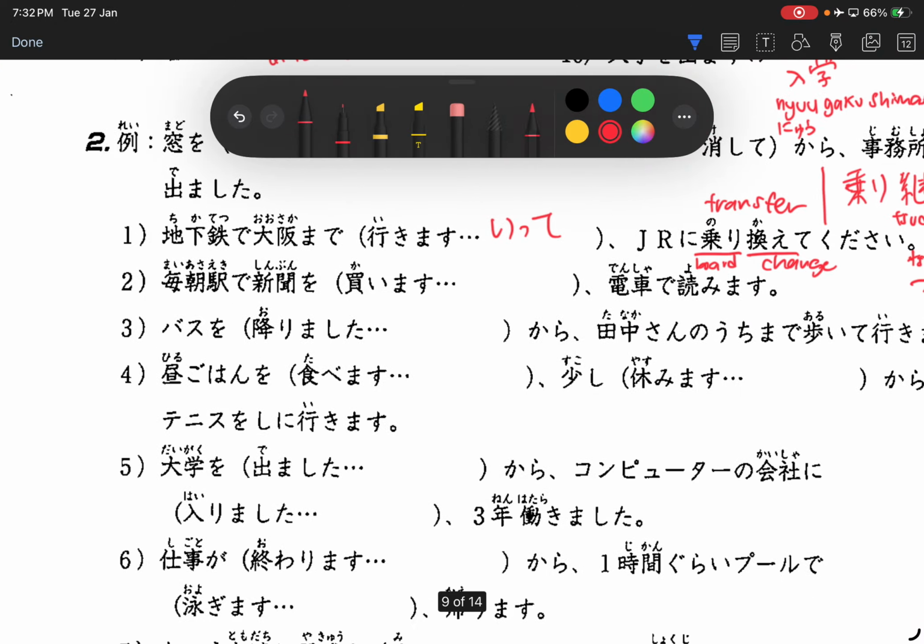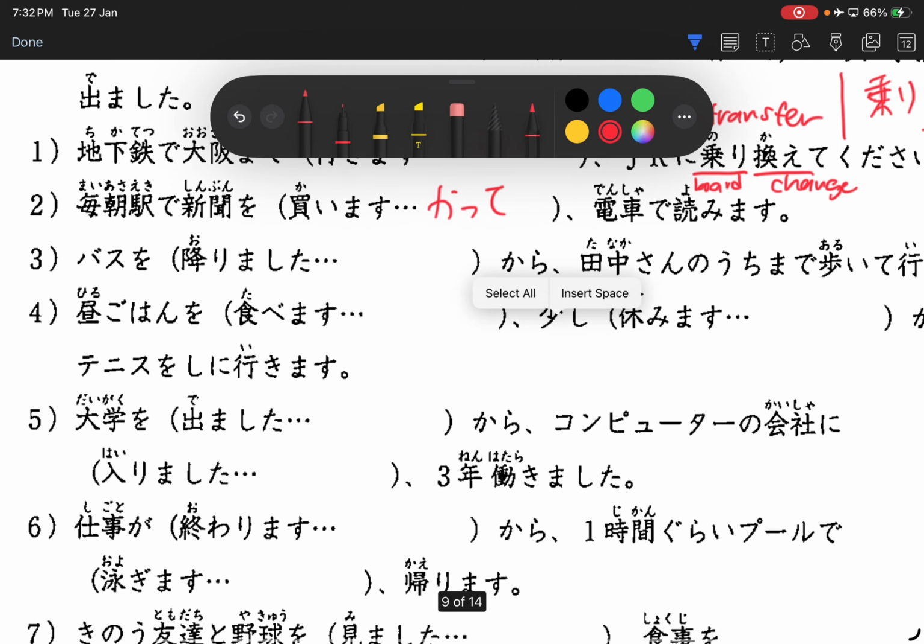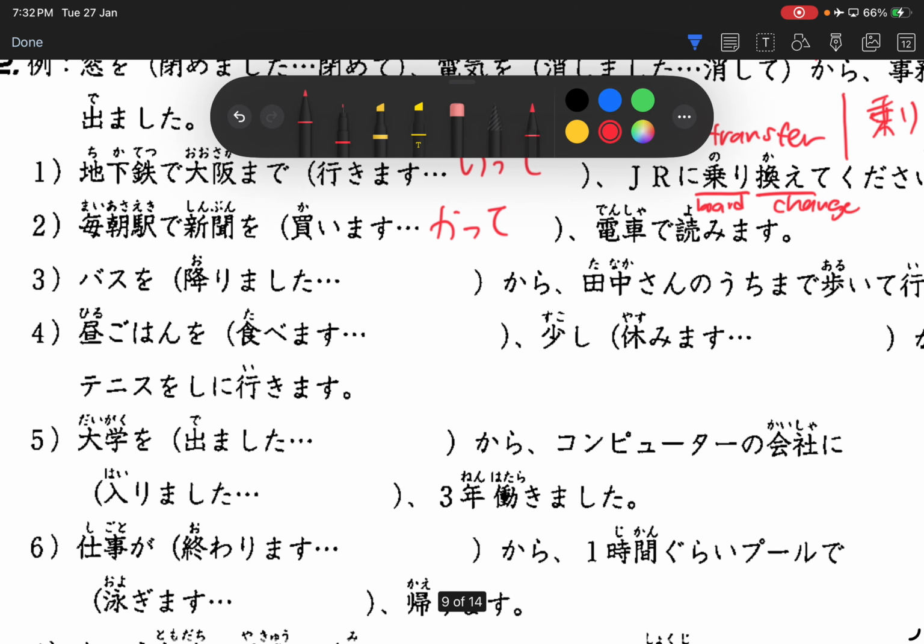Okay, number 2. 毎朝駅で新聞を. Yes, Jasmine. Okay, 買って. Continue reading. Okay, very good. 電車で飲みます. So, read on the train. Number 3. バスを. Okay, 降りてから. Very nice.